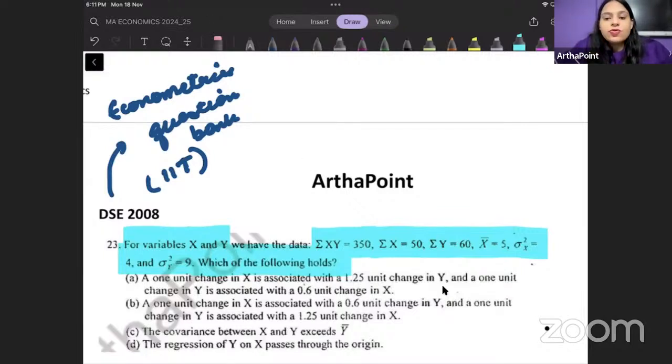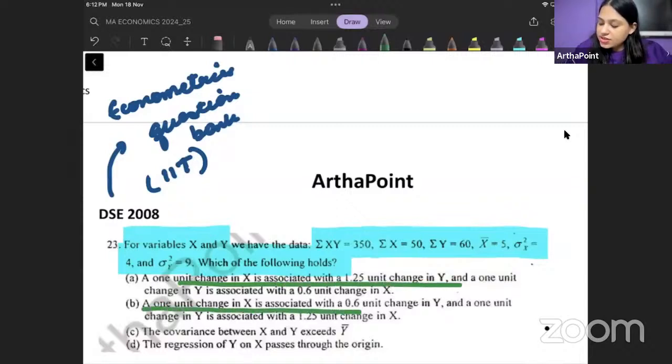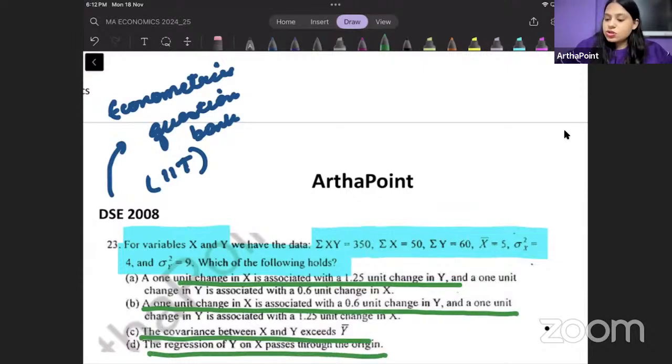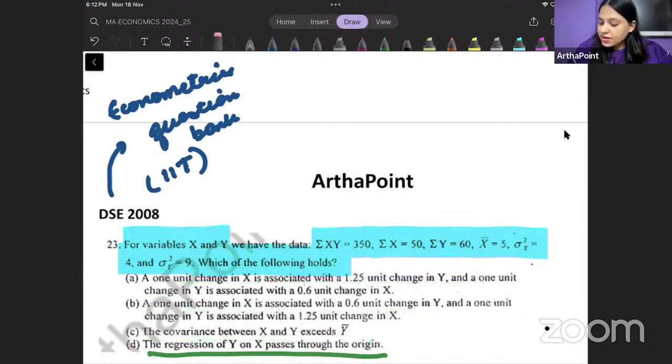Before you try to attempt this question, see that this is talking about the value of beta. If you look at the first two options, it is saying 1 unit change in X is associated with 1.2 change in Y, and 1 unit change in X is associated with 0.6 change in Y. Then covariance between X and Y, and regression line passes through origin. It means we need to find the values. So try to find byx, try to find bxy.